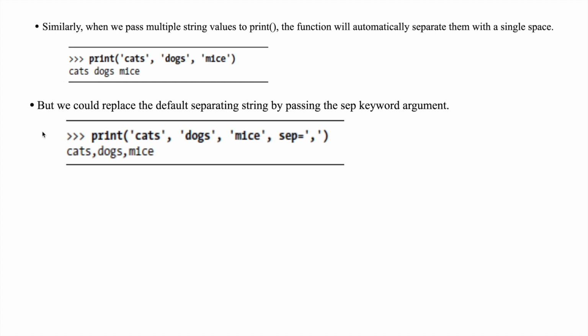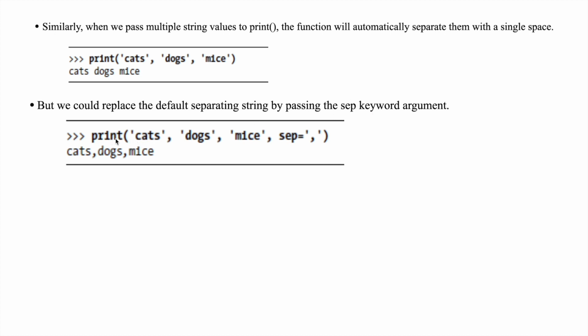But using sep, I can use whatever symbol I want to separate my values. Here by default, it is using a space between the values, but I want a comma to be used to separate the values. How can I do that? Using the sep keyword. Using the sep keyword, I can do that.